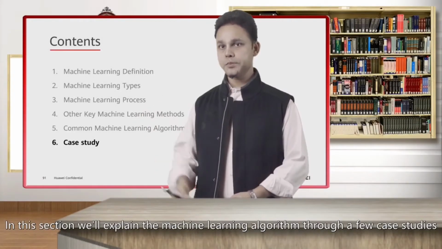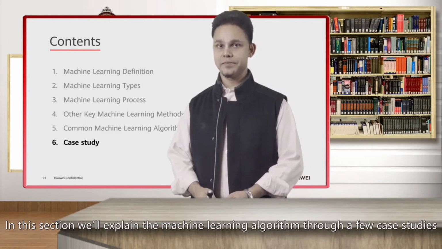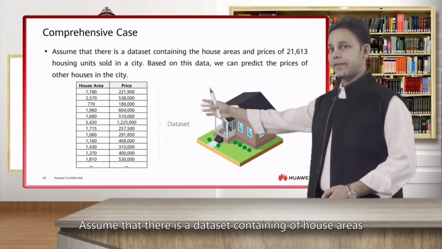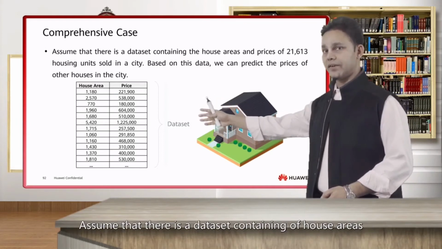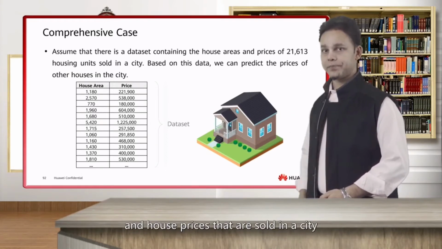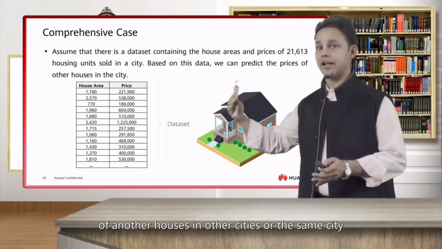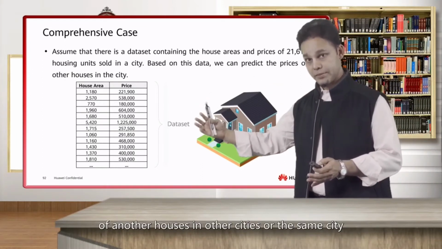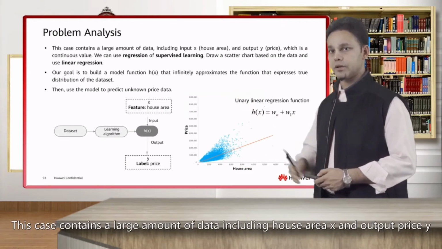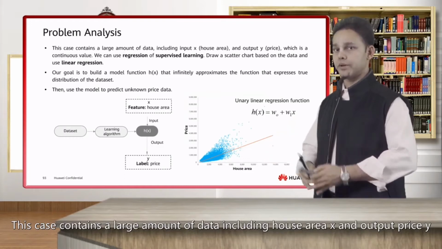In this section, we'll explain the machine learning algorithm through a few case studies. Assume that there is a dataset containing house areas and house prices that are sold in a city. Based on this data, we can predict the prices of other houses in other cities or the same city. This case contains a large amount of data, including house area X and output price Y.